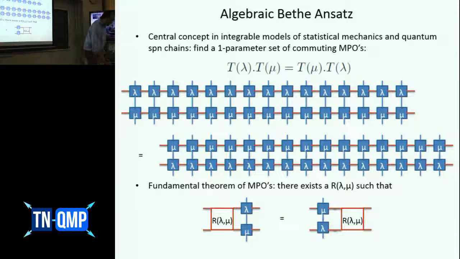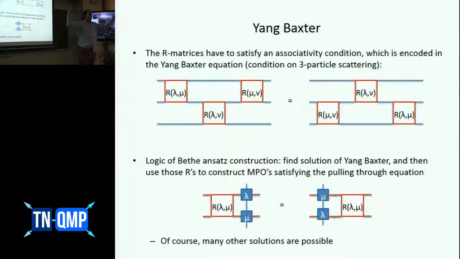But the crucial thing in the Bethe ansatz is to turn this problem of finding commuting sets of matrix product operators into finding the conditions that these R matrices have to satisfy. And it's very simple to see that these R matrices must satisfy some associativity conditions. So why do you get associativity? Namely, you have MPOs, they commute with each other.